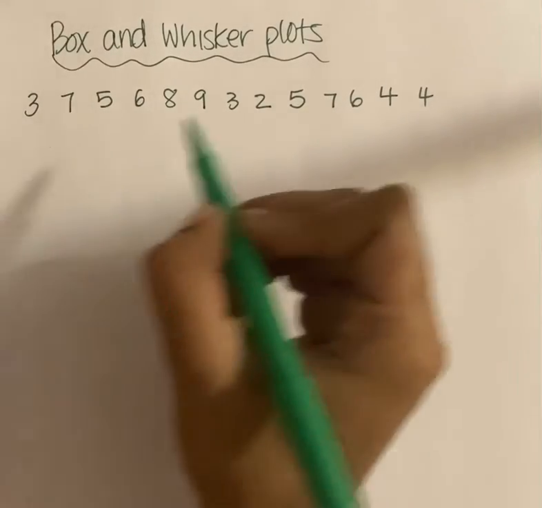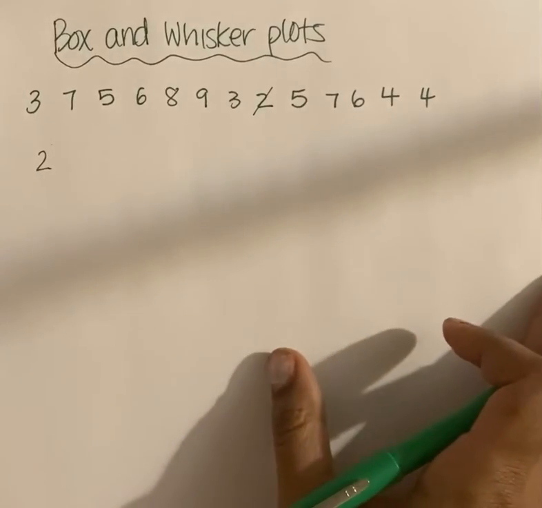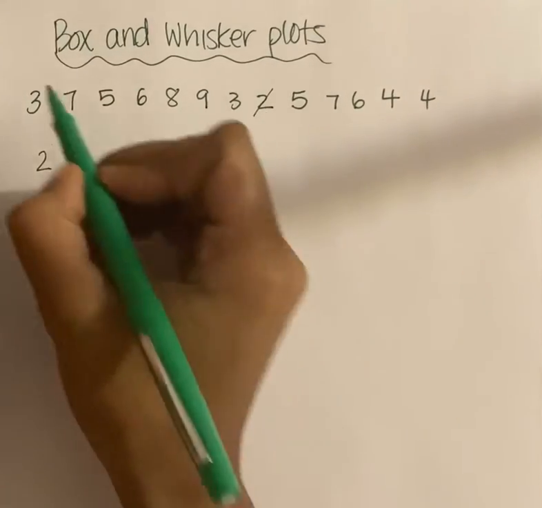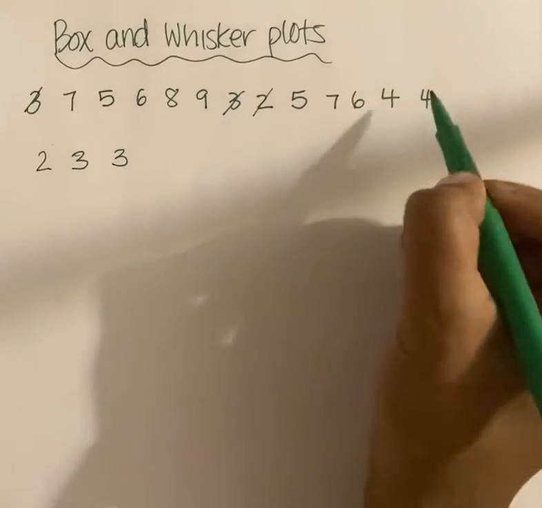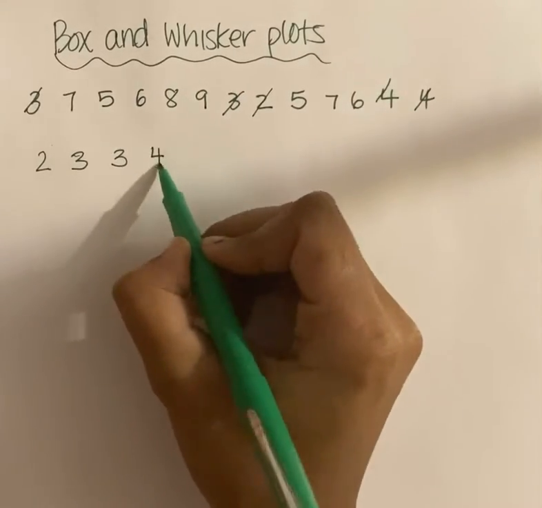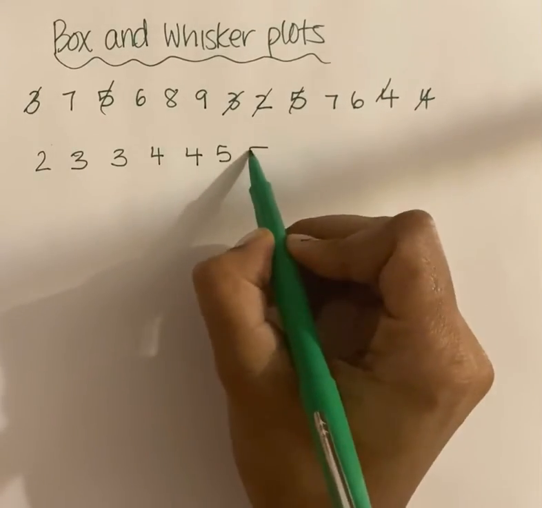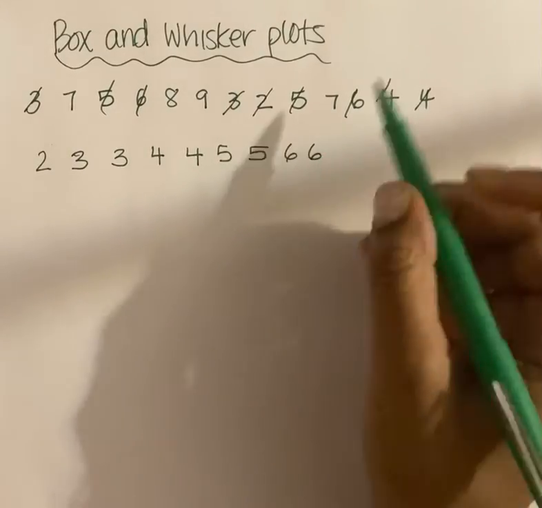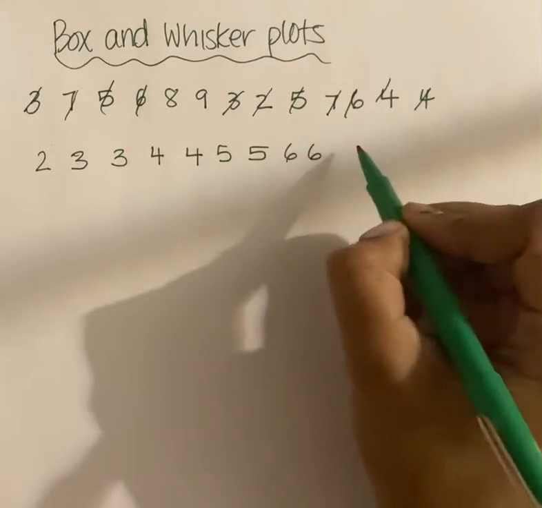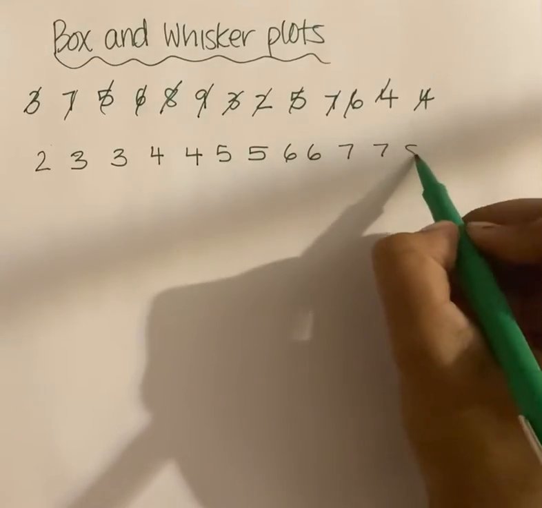What I usually do is I'll look for the smallest number and cross it off, and then as you write, just cross them off. So 2, my next number would be 3, and there are 2 3s. And then we have 2 4s. There are 2 5s. There are 2 6s. There are 2 7s. There is 1 8 and 1 9.